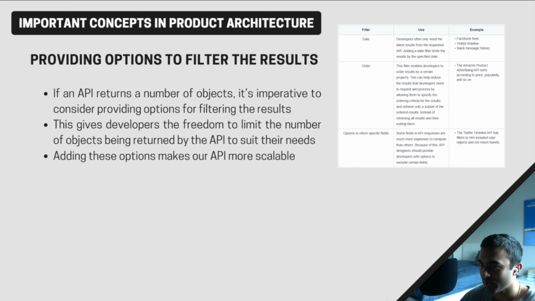So, for example, if we have a date filter, the use of this is that developers often only need the latest result from the requested API. Adding a date filter limits the results by the specified date. And we also have an order filter. This filter enables developers to order results by a certain property. This can help reduce the results that developers need to request and process by allowing them to specify the ordering criteria for the results and retrieving only a subset of the ordered results instead of retrieving all the results and then sorting them. And then there's also options to return specific fields.